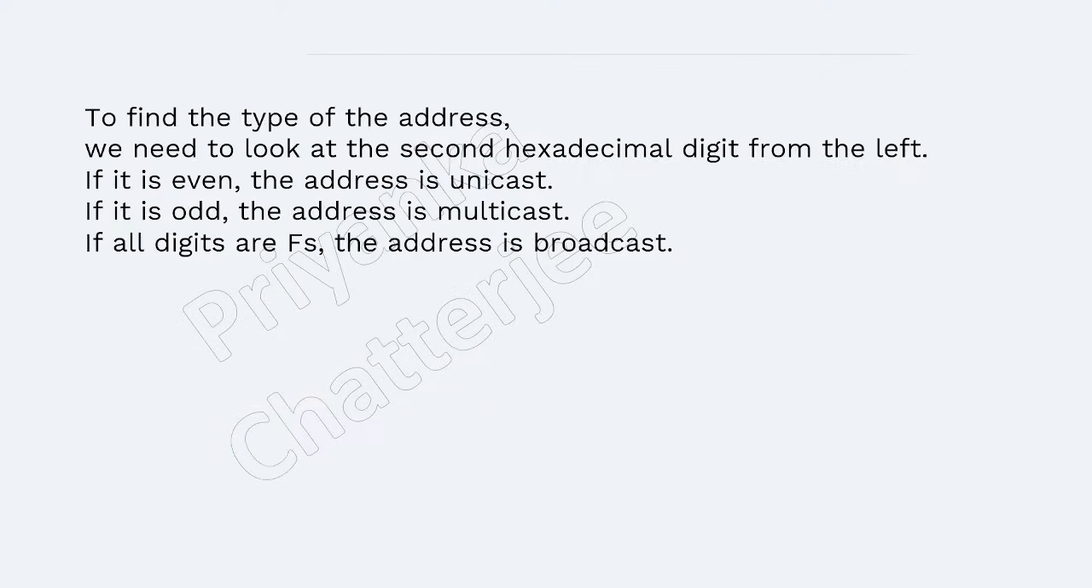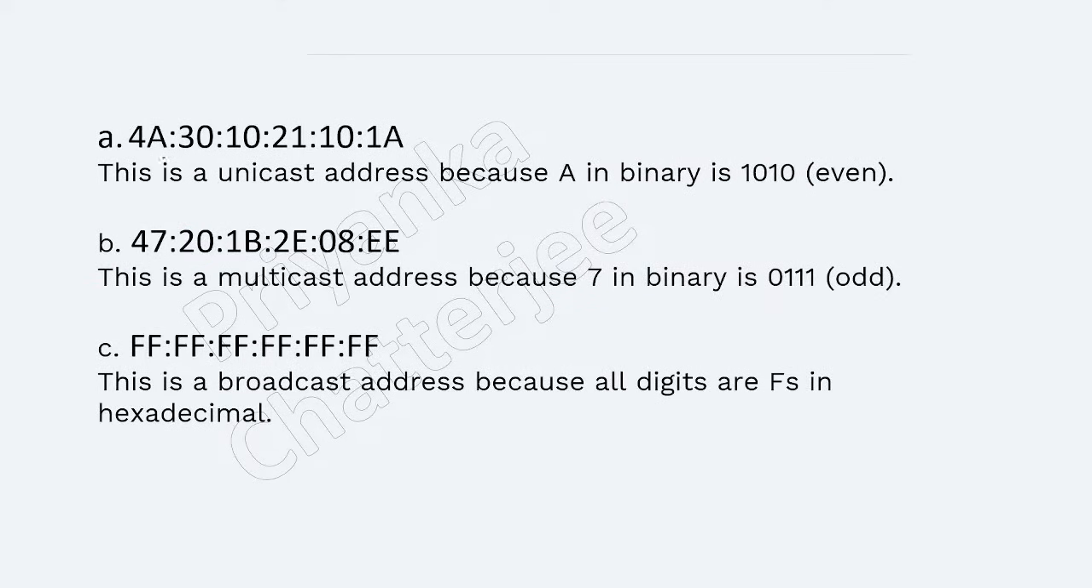Okay, answers are coming. Yes, just now I told that even is unicast, odd is multicast, and all digit F is called the broadcast. So that's why you can see here in 4A: if you are converting A, then this is 1010. A means 10, that is an even number, that's why it is the unicast one. 7 is an odd number, the last bit is 1, that's why it is a multicast address. And all FFFF is a broadcast address.